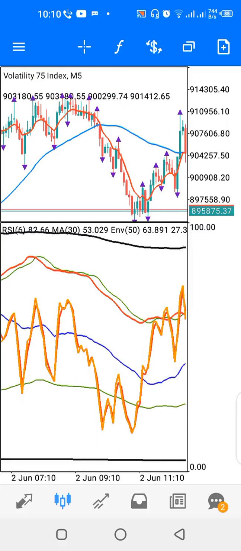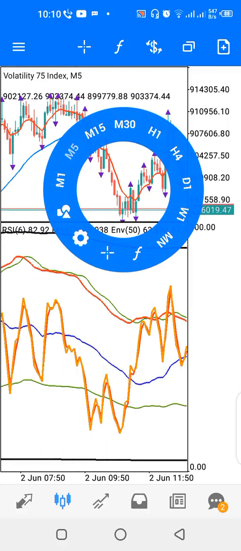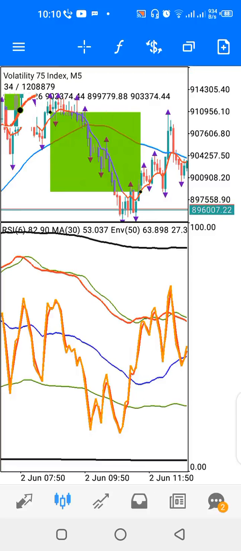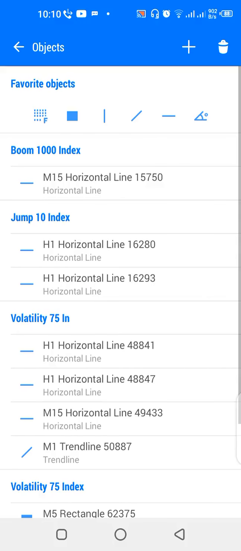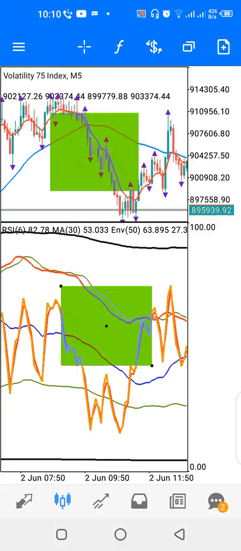Now, I have two windows. I have the main window. This is the main window. I also have indicator window 1. This is indicator window 1. Okay. Now, how do I make use of the indicators on the main window?